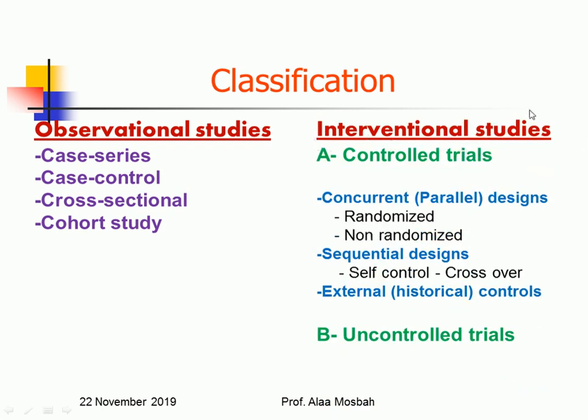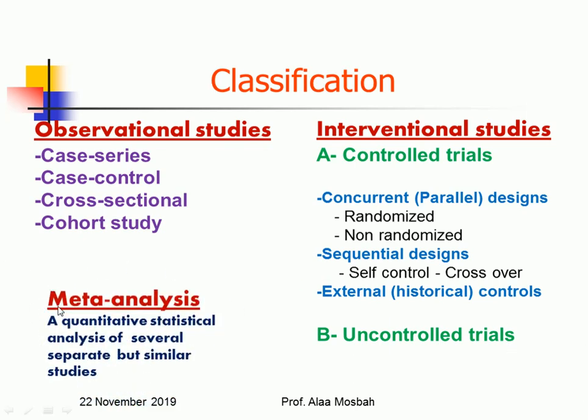What about the interventional studies? You can divide them into two categories: controlled trials and uncontrolled trials. And the controlled trials can be divided into concurrent designs, randomized and non-randomized, or sequential designs, self-control or crossover, or external controls. And we will understand and explain more for each one later on.